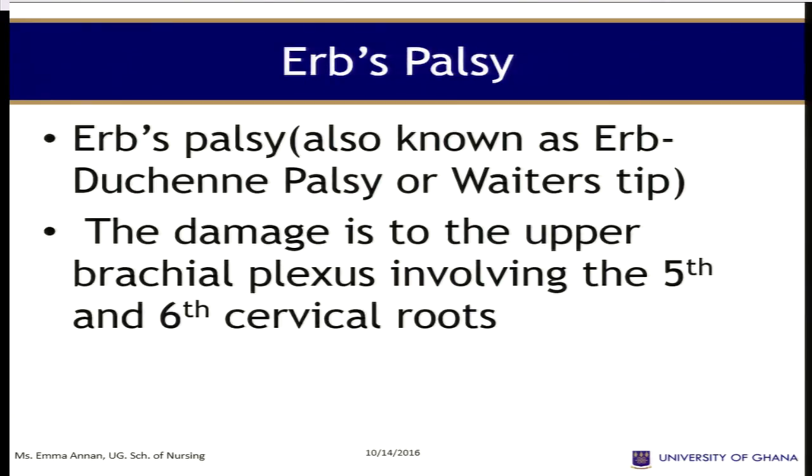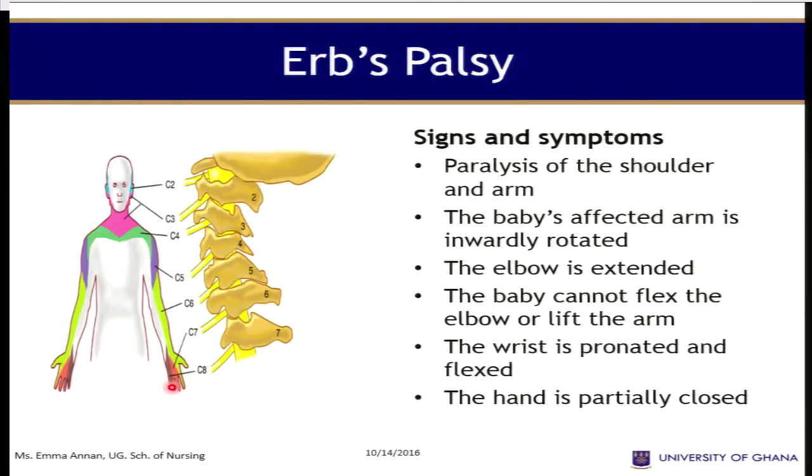Let's look at the first plexus injury. That's the Erb's palsy, also known as the Duchenne palsy or the waiter's tip. The damage is to the upper brachial plexus involving the 5th and the 6th cervical roots. We'll look at the cervical roots very soon. For this particular injury, the injury is around the 5th and the 6th cervical root.